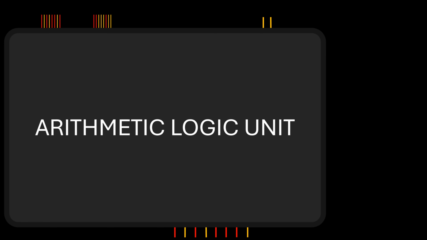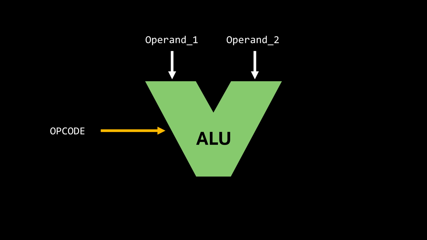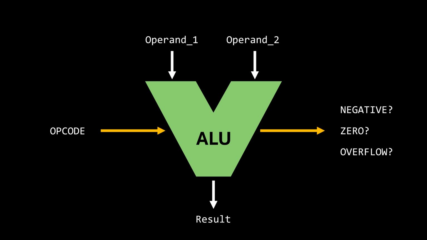We'll talk about this component in more detail in a future episode, where we discuss how CPUs execute instructions. But beforehand, an arithmetic logic unit takes input values and an opcode that tells the internal circuitry what arithmetic operation to perform between those values. It then produces the result of the specified operation along with additional information, such as whether the result is negative, 0, or if it has overflowed.